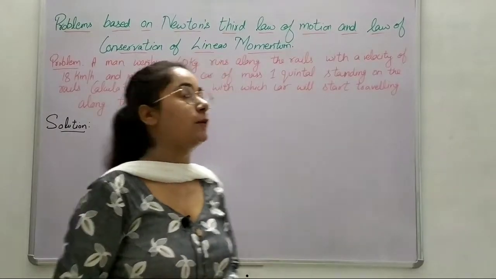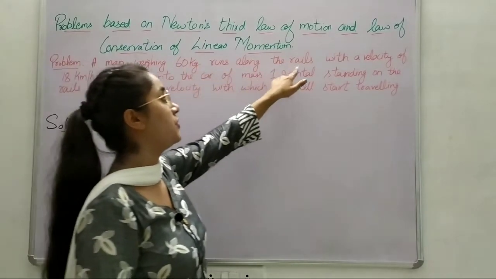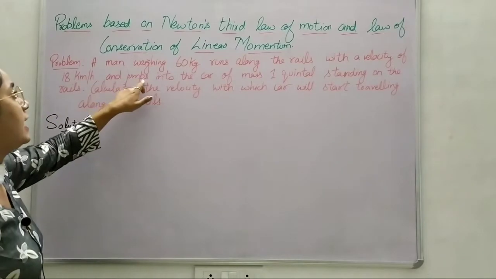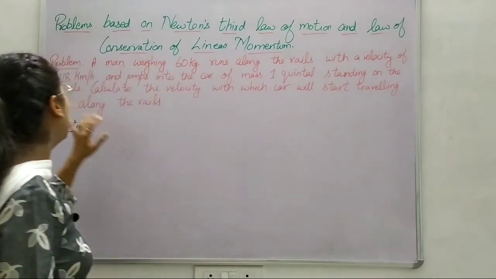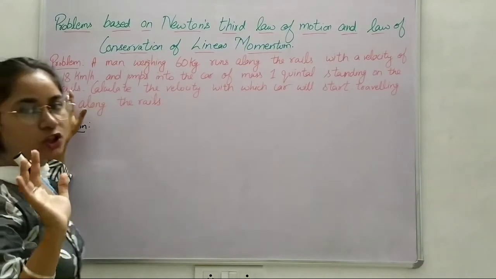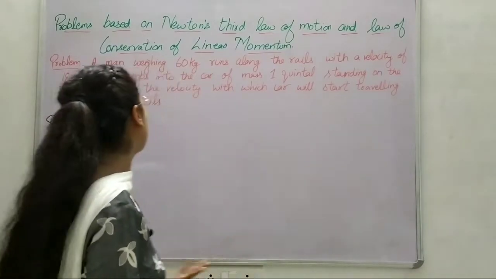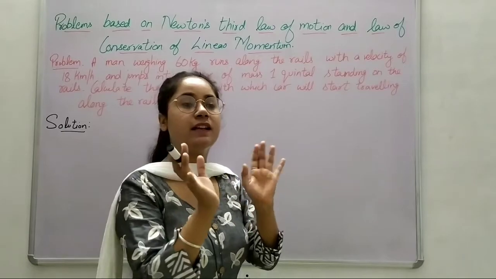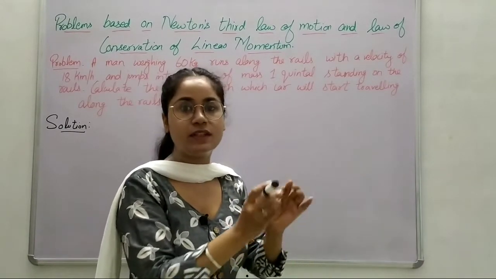Now for the next problem, we are given a man weighing 60 kg who runs along the rails with a velocity of 18 km per hour and jumps into a car of mass 1 quintal standing on the rails. That means the car is not moving until now. So calculate the velocity with which the car will start traveling along the rails. That means the car will start moving after the man has jumped into it.